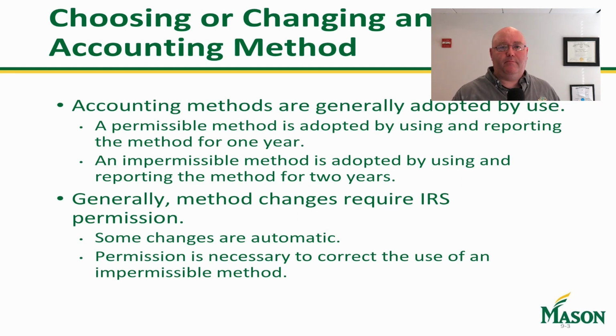So there's that. Permission may be necessary to correct the use of an impermissible method. That's for specific ones. And again, these Rev. Procs, the first of the year, which is usually dealing with change of accounting, they're going to be the ones who tell you, hey, these are the areas where you're going to need permission to do this. And then there's others where we're going to say, this is 100% automatic. You do it, we'll go ahead and accept it.